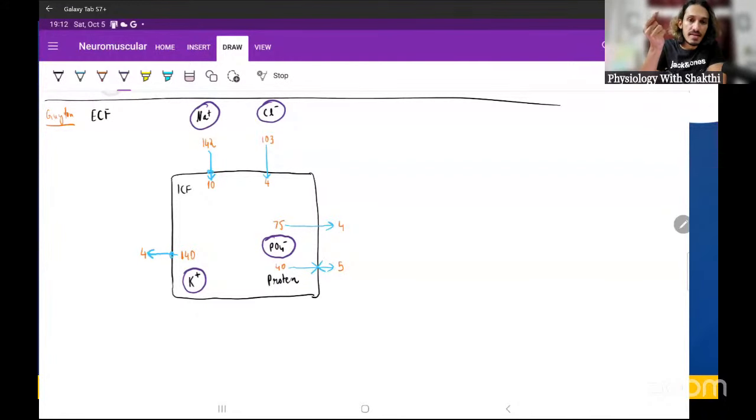Okay, next thing is the intracellular anion, which is responsible for your Donnan effect. That is going to be your protein. So now we have to understand what exactly this Donnan effect is.